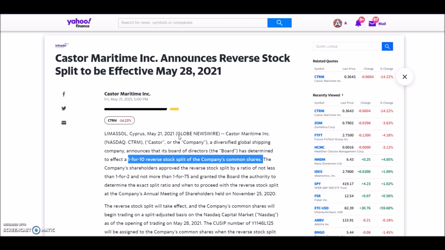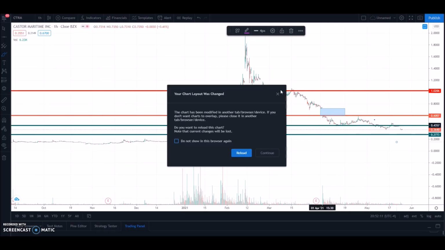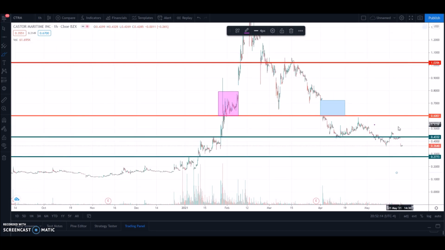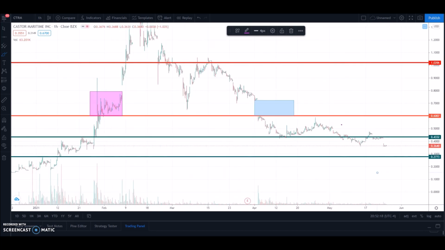Then with time it can come down, it can go up, but whenever there is news of a reverse stock split, people do not take it as good news. And you can see that it came below here. You look here, we were around 43, then we came around 36.